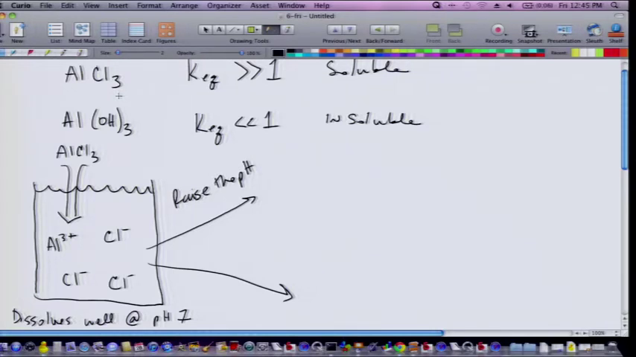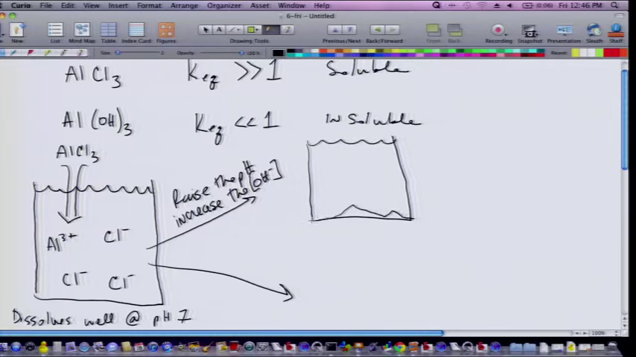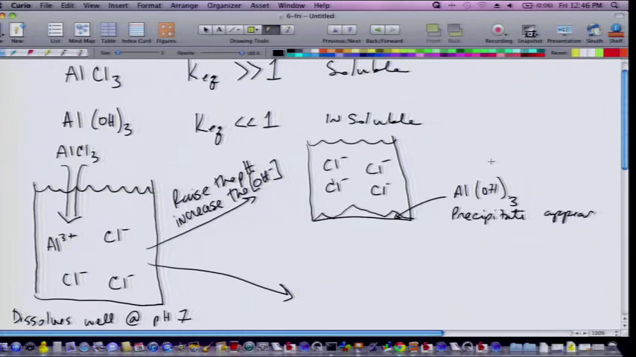As I raise the pH, I'm going to increase the hydroxide ion concentration. Okay? I'm not... you guys are jumping ahead. I'm going to increase the OH concentration, right? And so in that case, what's going to happen is at the bottom of the vessel, little piles of aluminum hydroxide will appear, little piles of aluminum hydroxide precipitate, and chloride is left in solution. Okay. So that's what happens. It doesn't matter here how many.